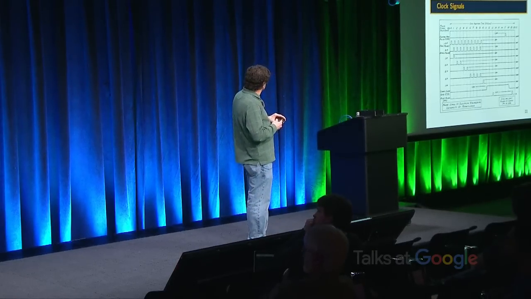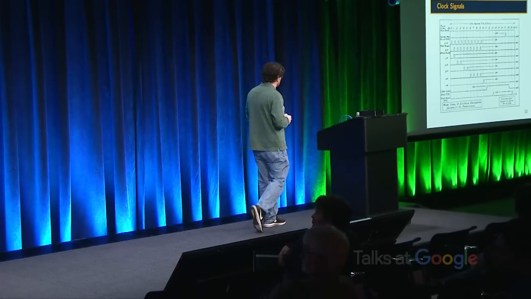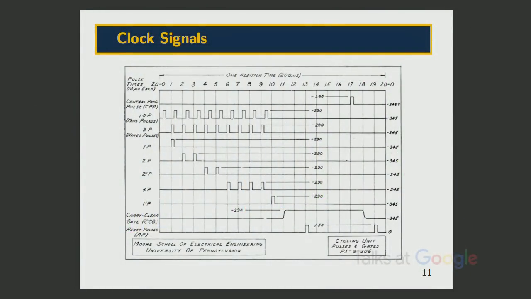So here's the clock. It's a rather interesting clock in a lot of ways. Remember I said it was a 100 kilohertz basic clock. So each of these time units here is 10 microseconds. A sequence of 20 of them constitutes a period that's known as an addition time. That's why we say that additions take 200 microseconds.